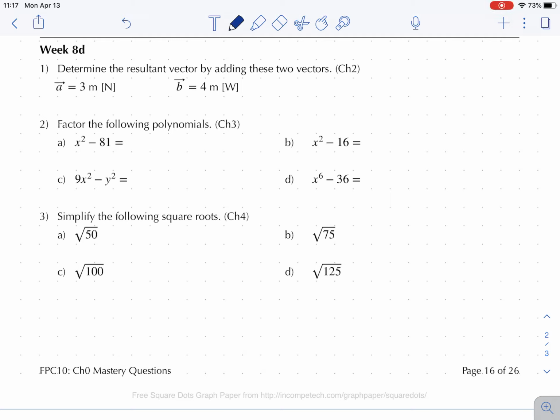Let's do Mastery Items Week 8D. Question number 1. Determine the resultant vector by adding these two vectors. Vector A is equal to 3 meters north. Vector B is 4 meters west.